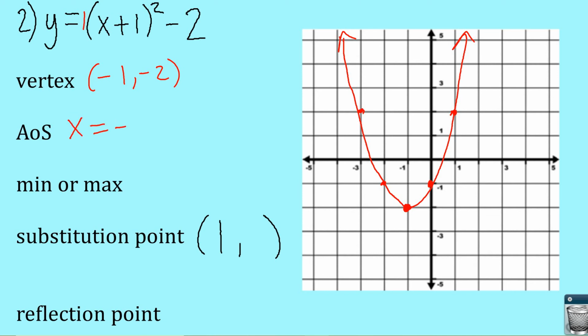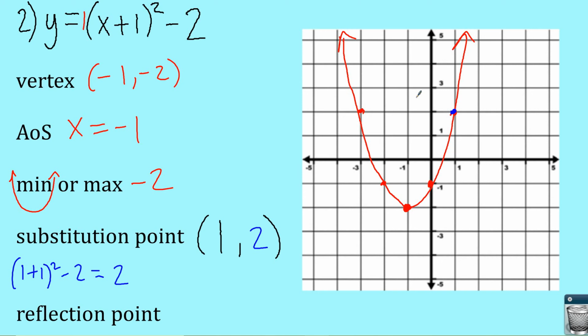Our axis of symmetry, what's going to cut it in half, is going to be x equals -1. It's a smiley face, so it's going to have a minimum, and that minimum value, the lowest it can be, is -2. The substitution point is 1, so at 1, we were at (1, 2). Again, we could just plug that in. So at 1 plus 1 squared minus 2, we should get 2.